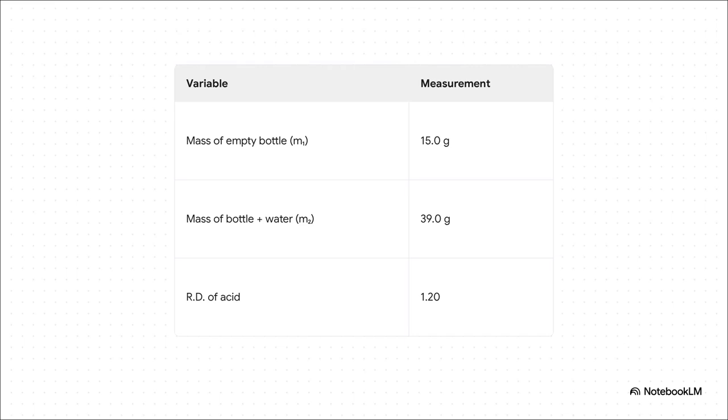The empty bottle is 15 grams. When we fill it with water, the whole thing weighs 39 grams. So a quick bit of subtraction tells us the water inside has a mass of 24 grams, and we're told the acid's RD is 1.20. Our mission, find the total mass when the bottle is filled with this acid instead of water.